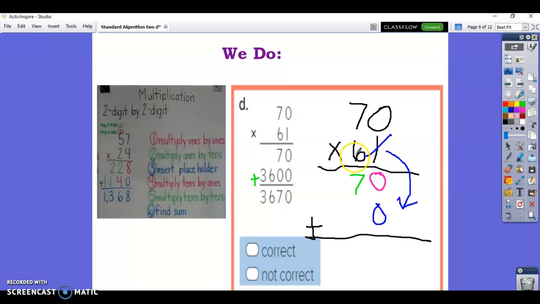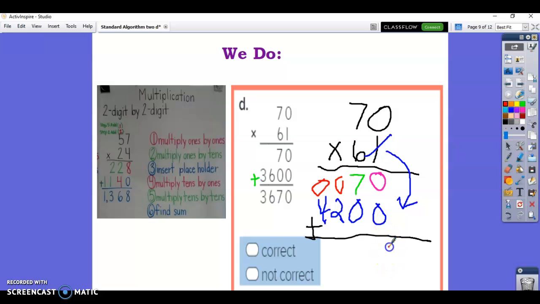And now we are going to do our tens by our ones. 6 times 0 is a 0. And then 6 times 7 is 42. All right, now we add them up. And if you need to stick zeros in to make sure all of your holes are lined up correctly, you are more than welcome to do that.